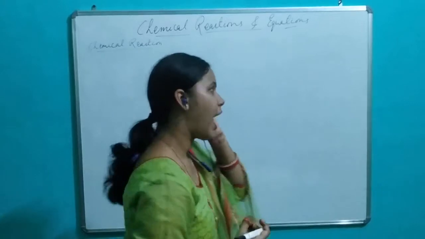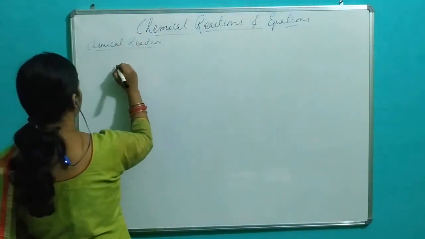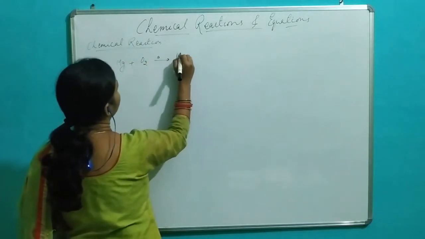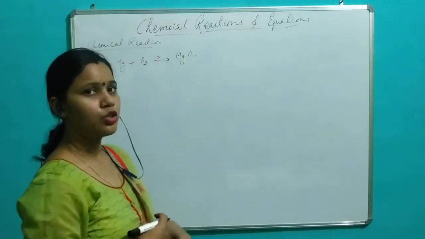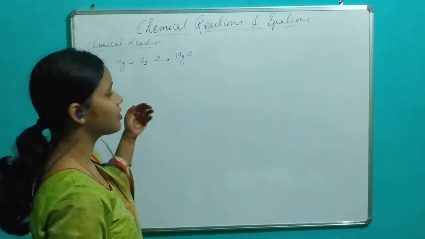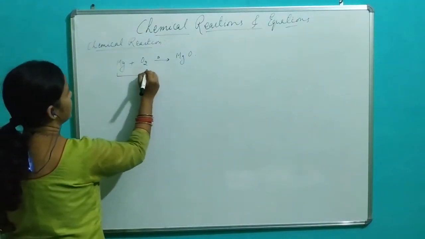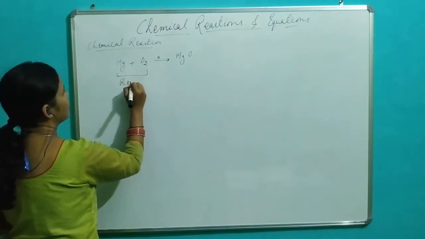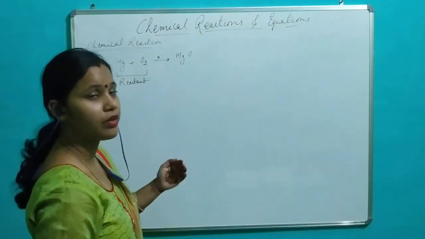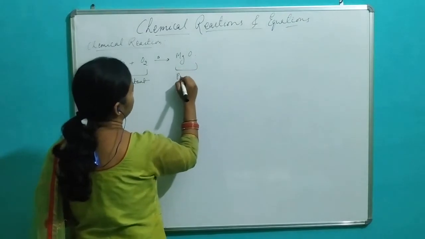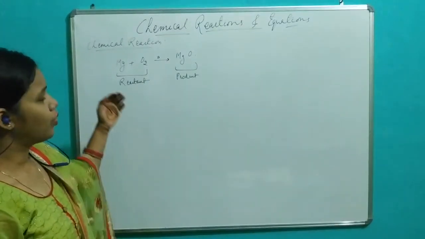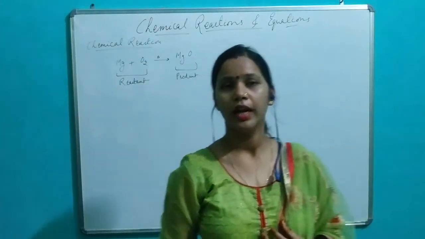For example, when magnesium ribbon burns in oxygen, it forms magnesium oxide. In this case, the substance that is reacting on the left hand side is known as the reactant, and the substance which is formed, the new substance, is known as the product. Alright, so this is one example of a chemical reaction taking place.